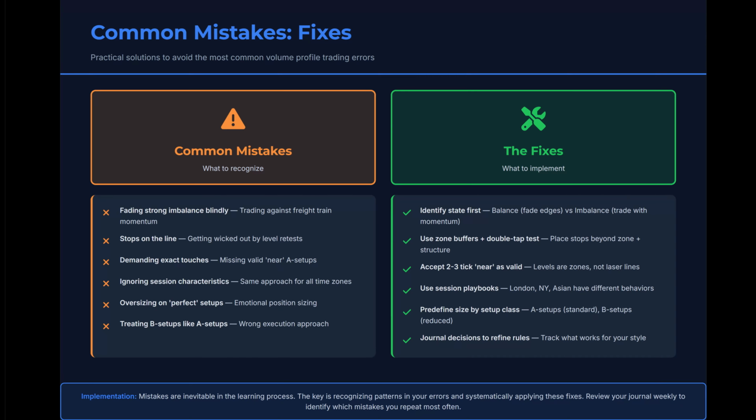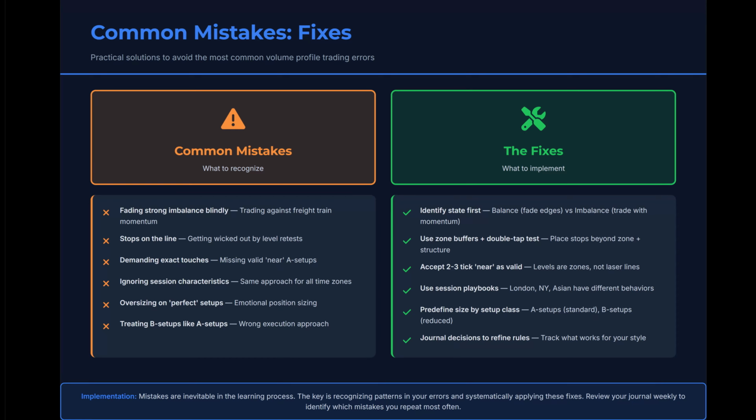Fix number 5. Predefine size by setup class. This solves the problem of oversizing on perfect setups. Don't let emotions dictate your position size. Define your rules in advance based on setup grade. A-grade setups get your standard position size.